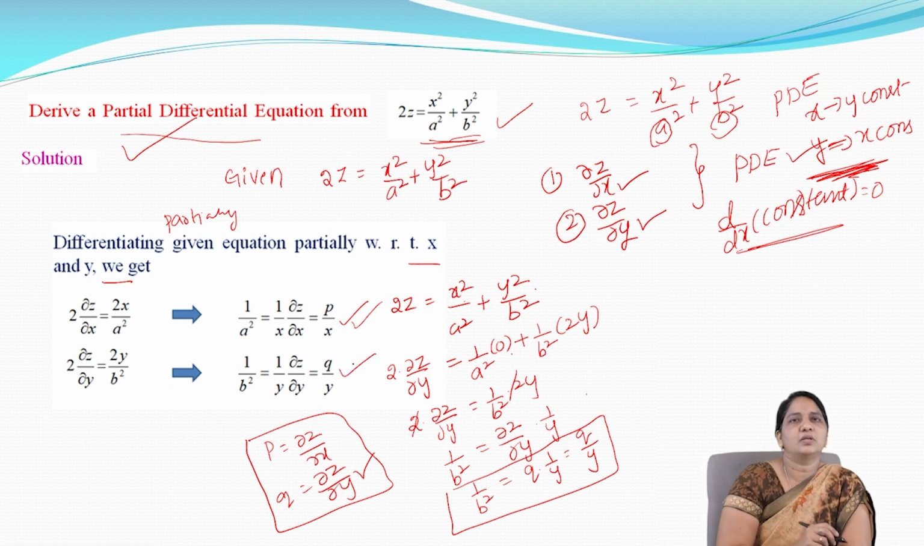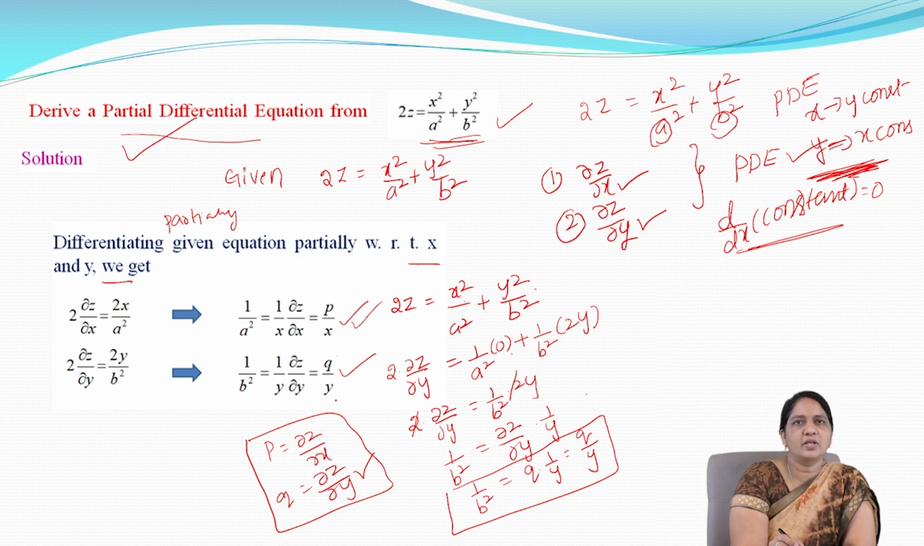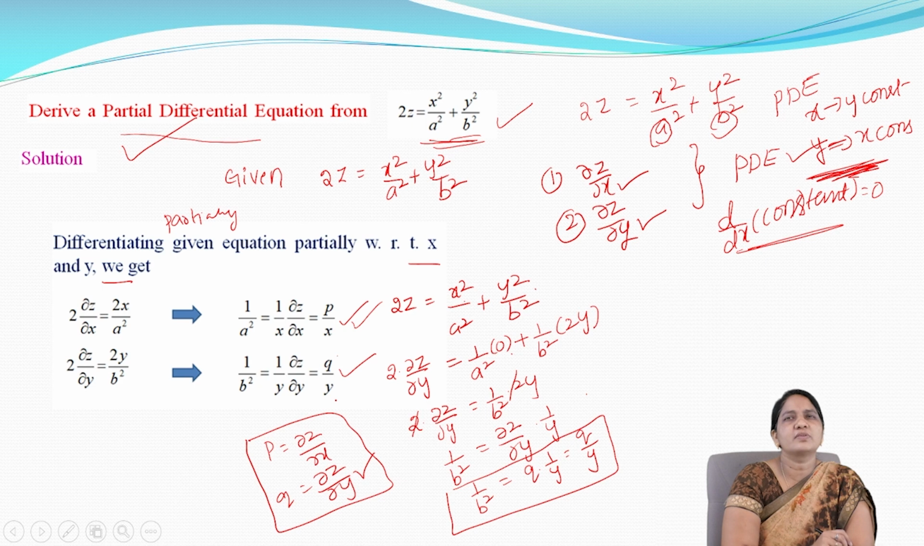So here this is the equation. When I did it with respect to x, I got the equation 1 by a square equal to p by x, and 1 by b square equal to q by y. These two equations I am going to simplify to form the partial differential equation.